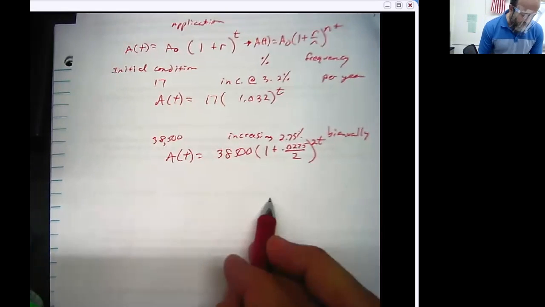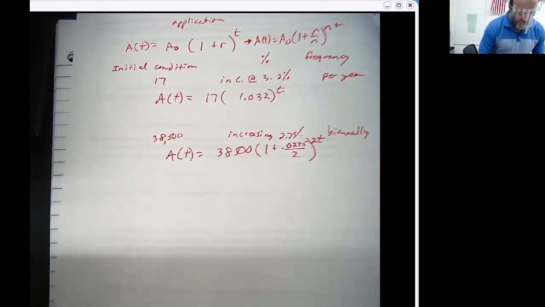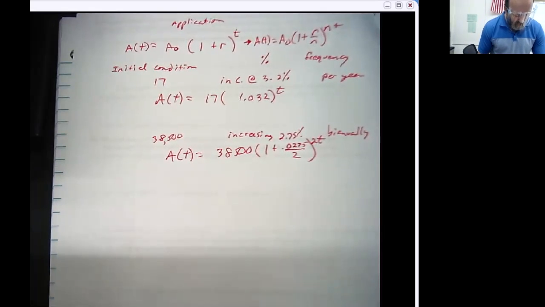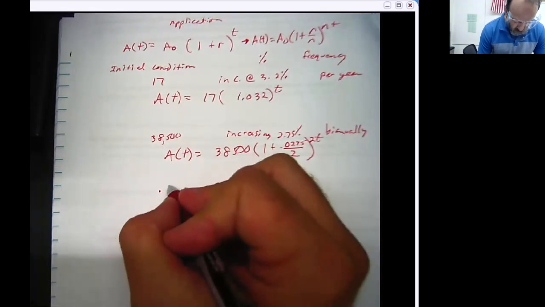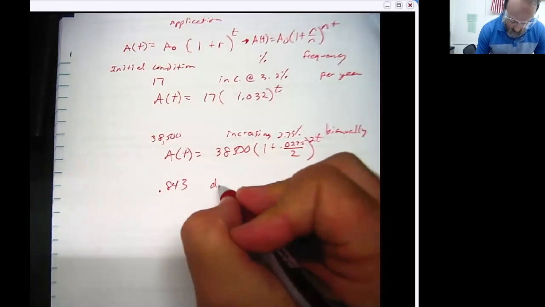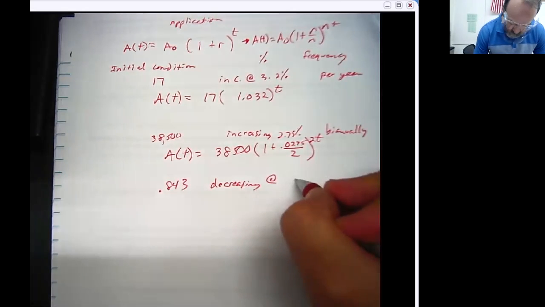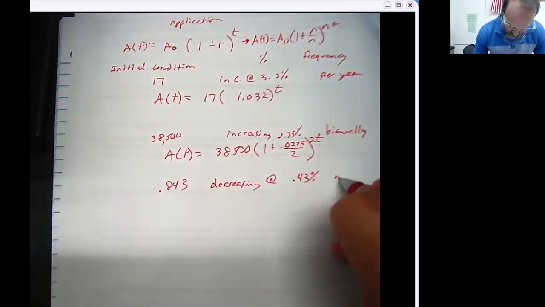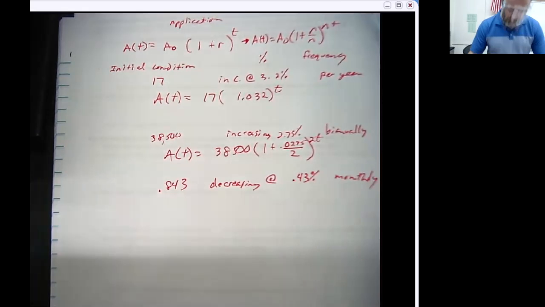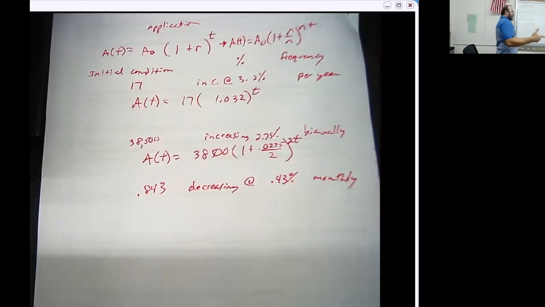Again, I'm going to leave a little bit of a gap because I'm trying to save us some time here. So how about now if we had 0.843 decreasing at 0.43%, and this one is going to be compounded monthly. Now, as soon as I said monthly, what did I just do to the amount of time it takes to happen? What did I turn n into? It's 12. It's no big deal.